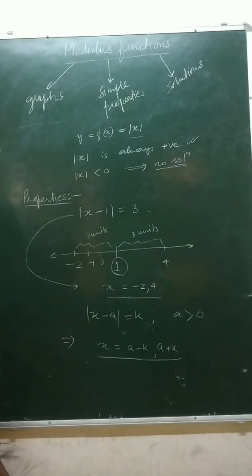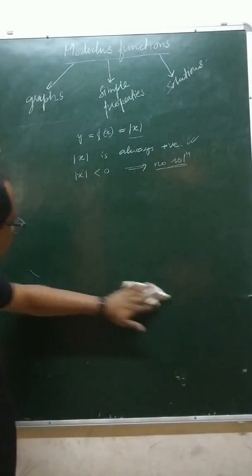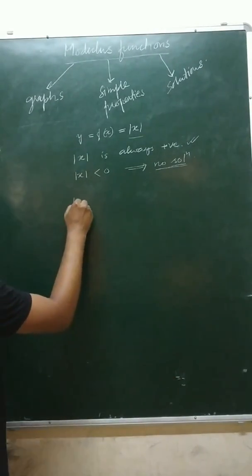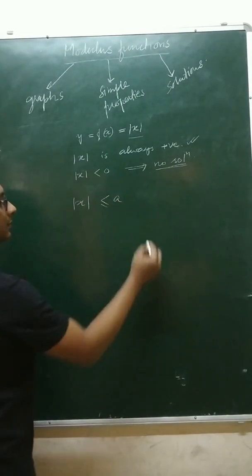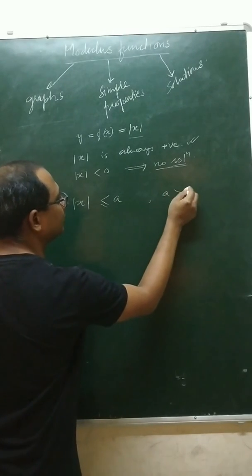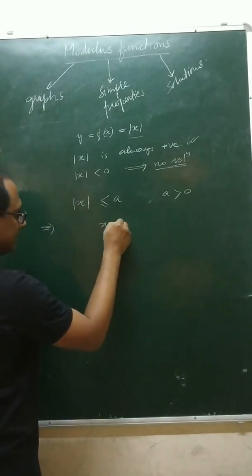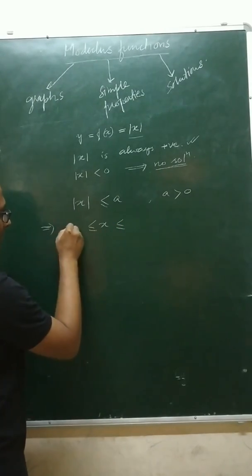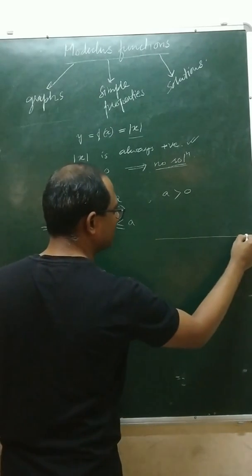A few inequality properties also we are going to take, which are of course related to this only. Modulus of x less than or equal to a, for a number a greater than 0, we'll always have x lying between minus a to a. Again, the same concept being used.